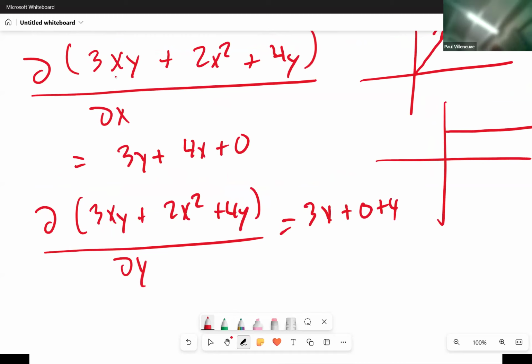In the bottom one, when I take the partial of 2x squared with respect to y, y can change all day. And this thing is not going to change in any way, shape, or form. So no matter what I do to change y, it doesn't care. That's why that goes away. It's a fixed value, it's constant. So there is no rate of change. It's 0.